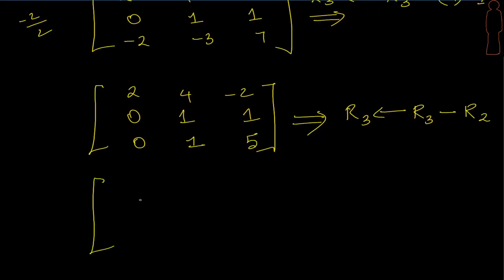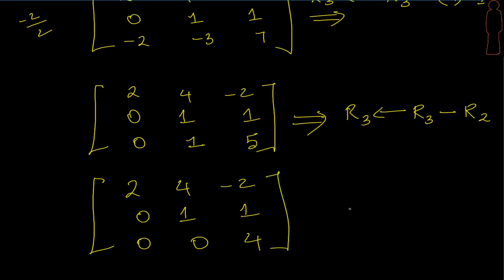So let me write down this. No change to row 1, no change to row 2, there is a change to row 3, so let me update. 0 minus 0 is going to be a 0, 1 minus 1, that's a 0, 5 minus 1, that's a 4, and this is what we get.